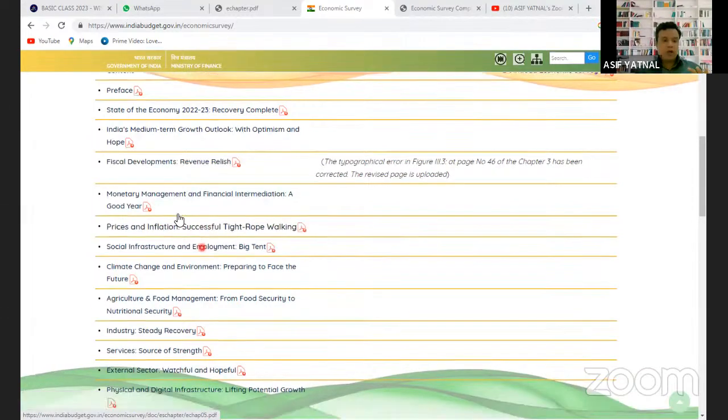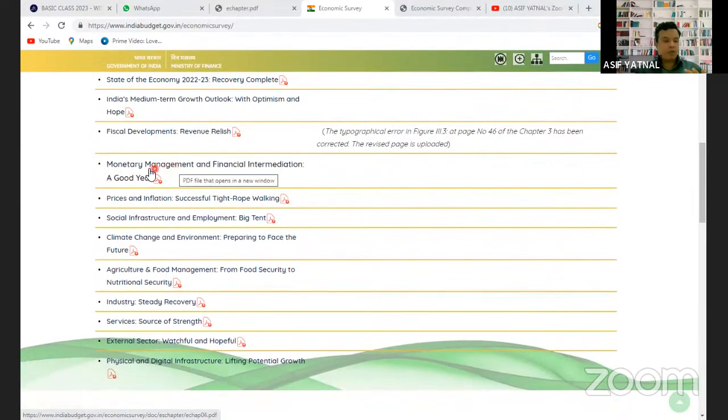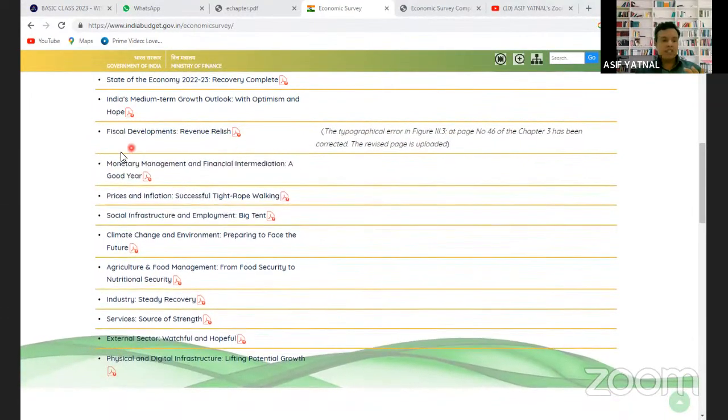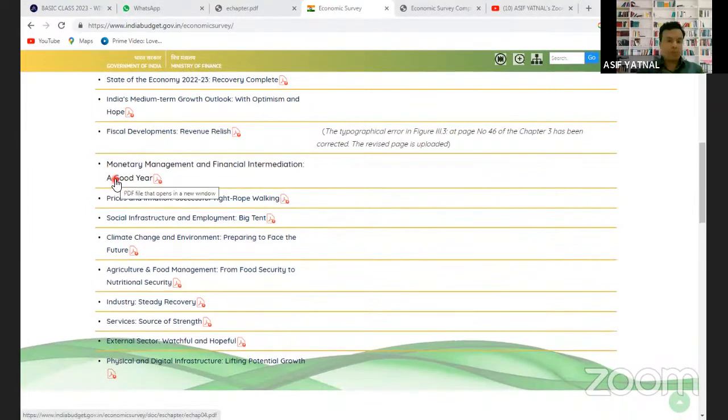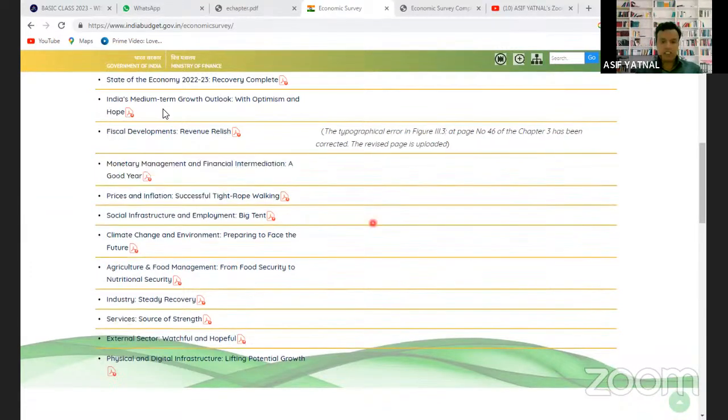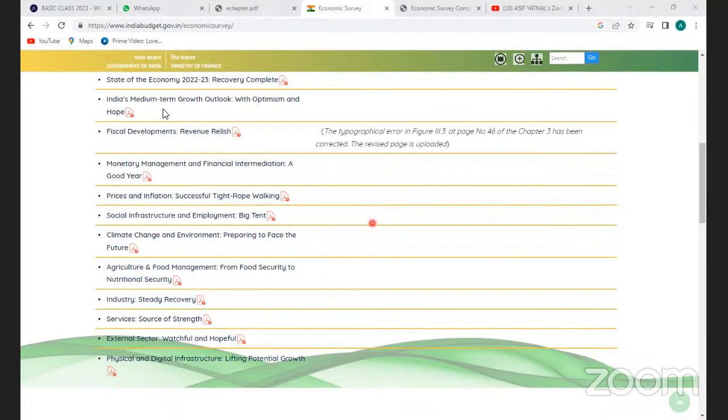Okay. Now next is monetary management and financial intermediation. Monetary management, what does it mean? Anyone knows? This is again a very important aspect of the economy. What is monetary management? Yes, Saima, what is monetary management? It is related to money supply.